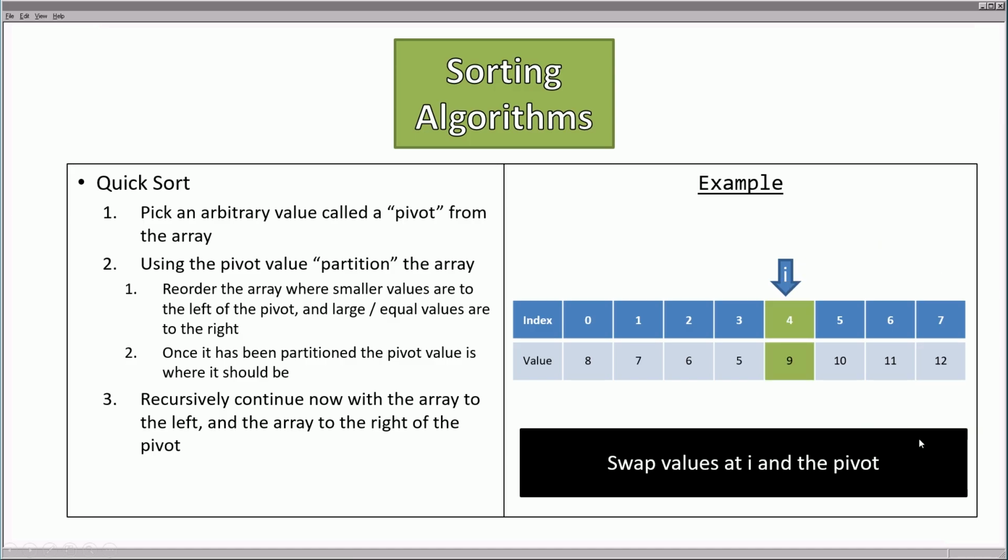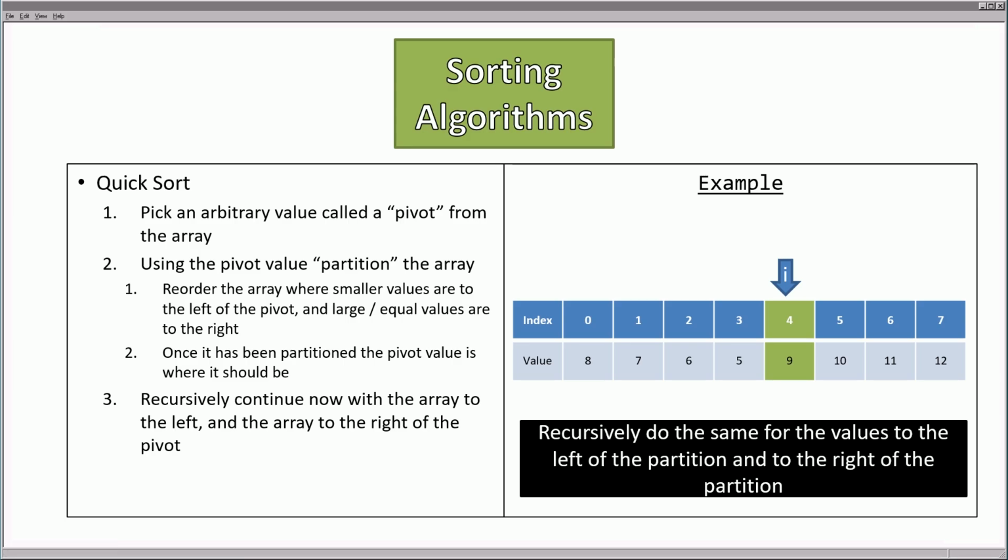And now what we have here is the value 9, where the left-hand side of this array is all the values less than 9, and all of the greater values to the right-hand side. This i right here indicates where the pivot should be. Now we recursively do the exact same thing on the left and the right-hand side of those arrays.